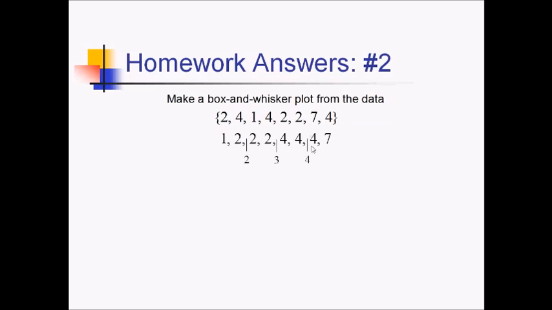So let me make my number line. I'm going to go from 1 to 7, going by 1s. So let me get my median on here. That's 3. And the ends of my box, 2 and 4. And then the ends of my whiskers, which are just the min of 1 and the max of 7.